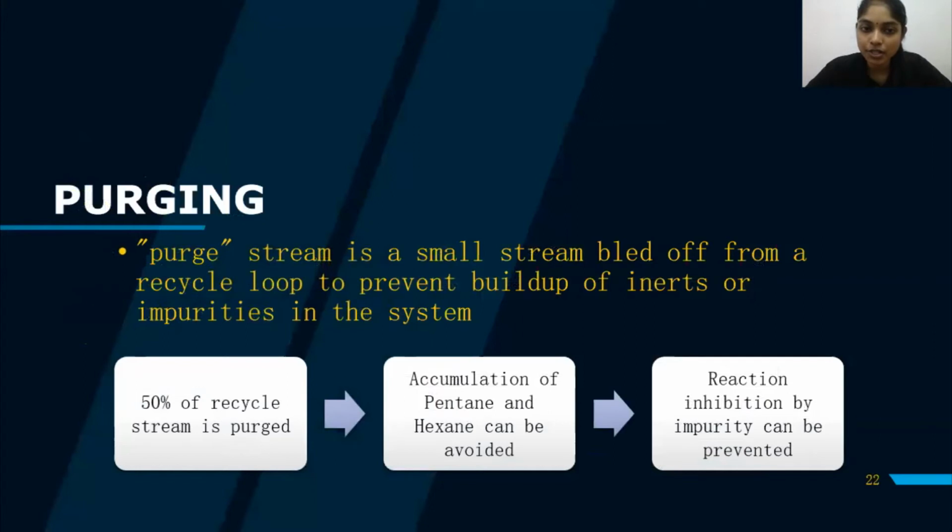As I mentioned before, purging is done in this process. Purging is a process where the purge stream is a small bleed off from a recycle loop to prevent the buildup of inerts and to remove impurities in the system. Hence, in this process, 50% of the recycled stream is purged, and accumulation of pentene and hexane can be avoided by purging, and reaction inhibition by the impurities can be prevented. If not, hexane and pentene will accumulate in the furnace and may cause the reaction to be inhibited.